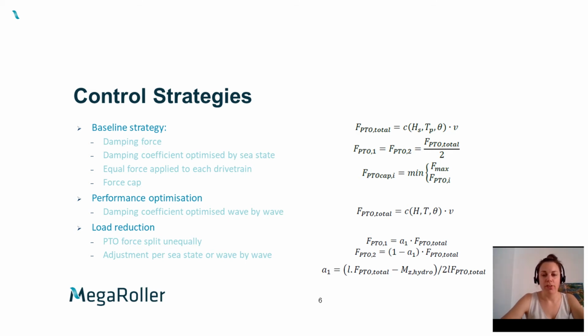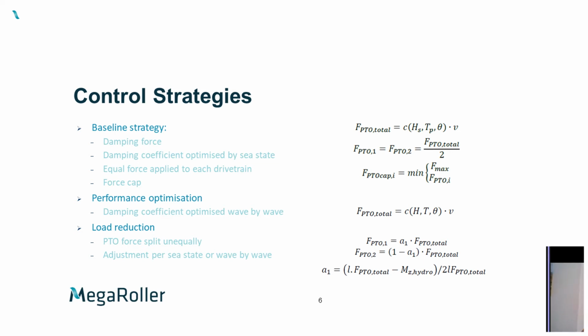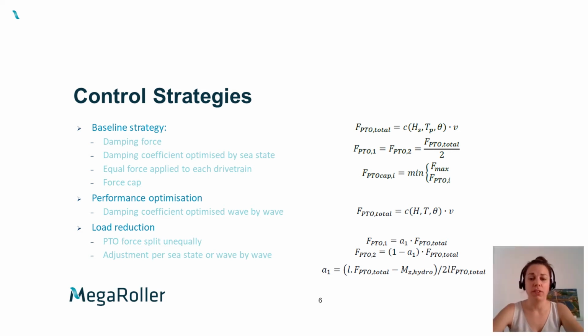load about the bearings that connect the prime mover to the foundation. So we can try to minimize these loads by adjusting the PTO force splits between the two cylinders of the MegaAlert twin drivetrain. And this split adjustment can actually be done on a sea state by sea state basis or on a wave-by-wave basis. And we'll look at both options in this study.